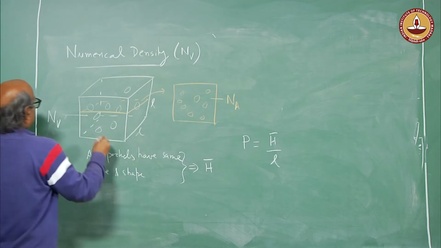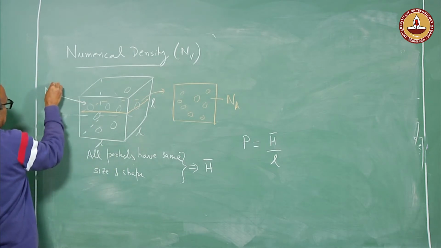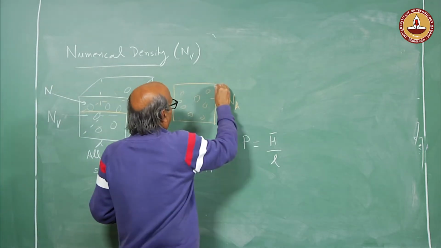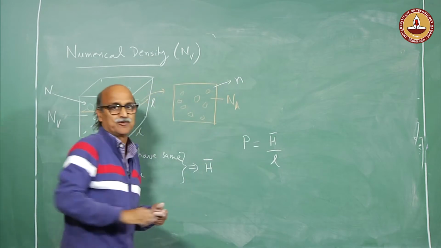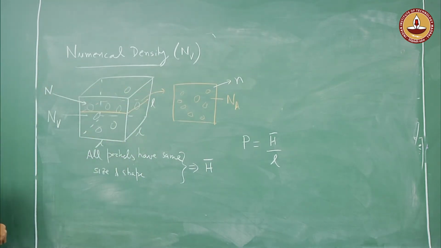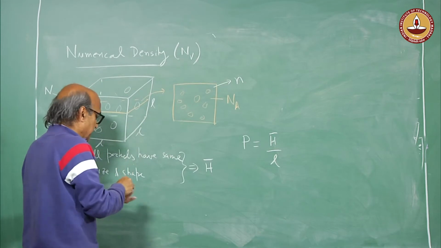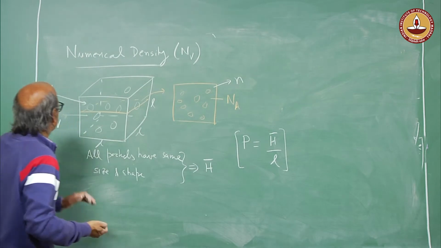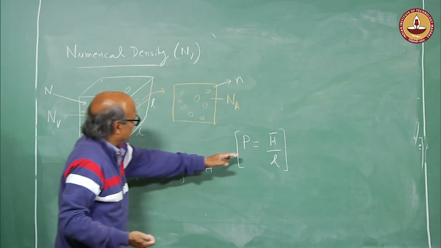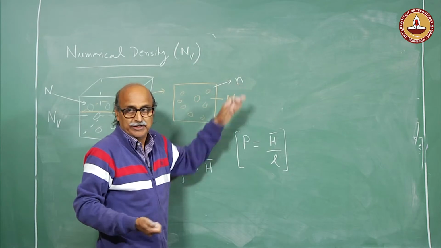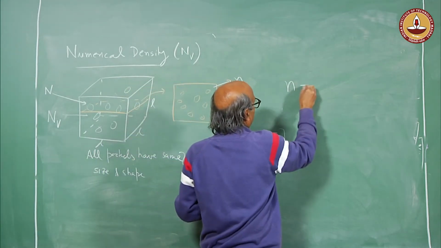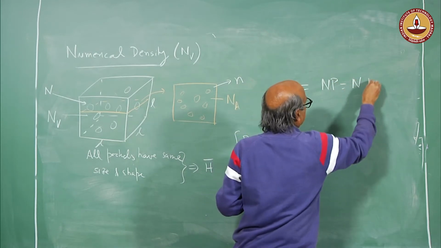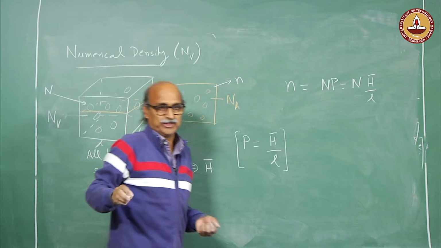In this space, let us say I have capital N number of particles, and out here I have small n number of section profiles. Then the relationship between small n and capital N would clearly be related through this probability, that capital N times the probability would give me an estimate of small n. So, small n would become capital N times the probability, which is N times h bar upon L.